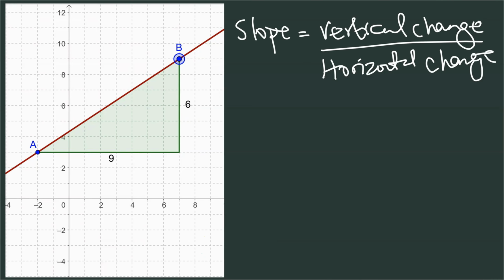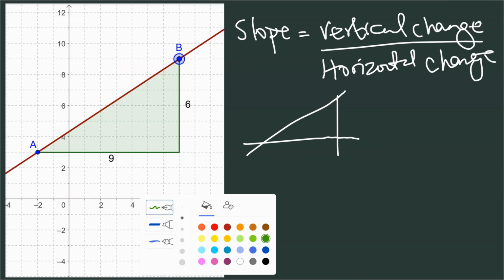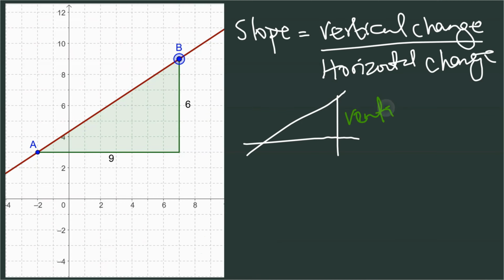And here we have something that looks like a slope. You can see this is the slope, this is the height. Now we can say that this is the vertical and this is the horizontal. And now this is the slope.